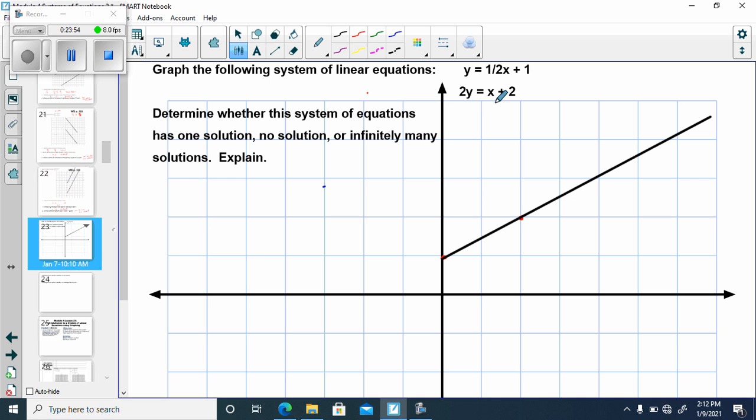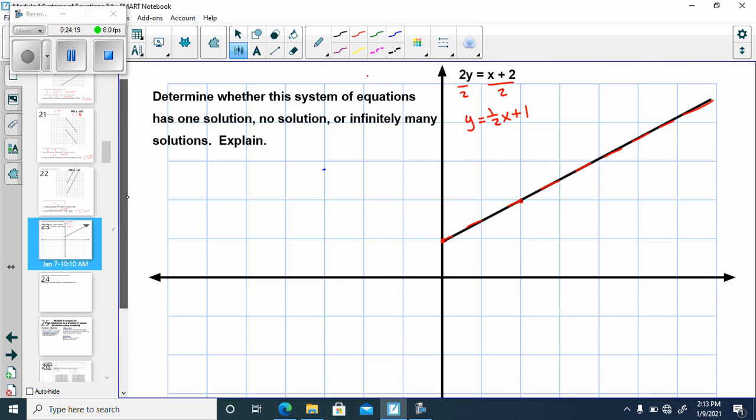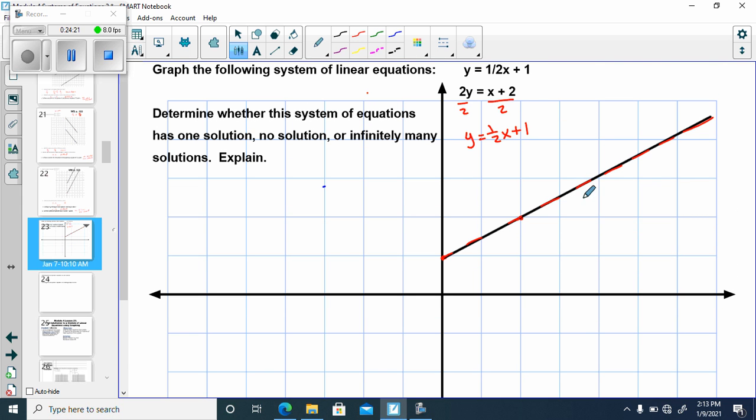Because when we look at that, we've got 2y equal to this. What if we divide both sides by 2? I get y is equal to 1/2 x plus 1. Isn't that the exact same equation? So you start at 1, you go up 1 and over 2. We are talking about the exact same equation. These two are the same equation. They are on top of each other. Okay? There's an infinite number of solutions because every point on both those lines is going to be the same.